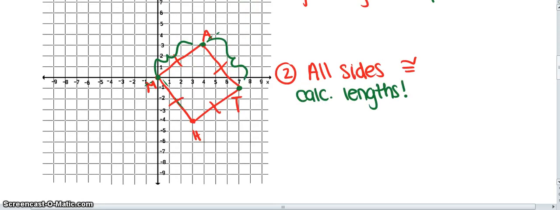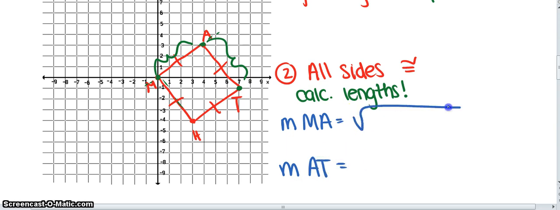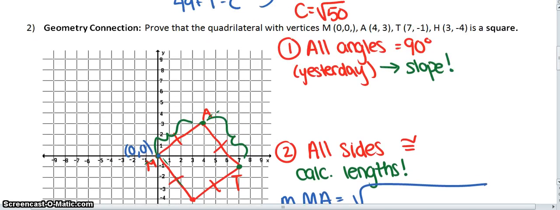Anywho, in order to do this, you're going to prove all sides are congruent. I want to calculate the length of MA, so the measure of MA, using my distance formula, and the measure of AT. I'll do one, and you're going to do the other on your own. So my distance formula, you know it's a square root. I should probably figure out what these coordinates are. So M is 0, 0, and A is 4, 3.